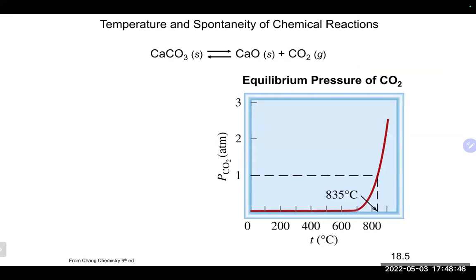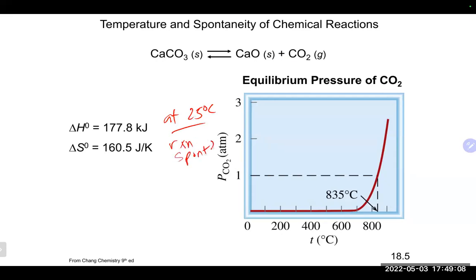So let's talk a little bit about that. Let's say we have this reaction here of calcium carbonate breaking down into calcium oxide and CO2. And let's say the delta H for this guy is 177.8 and the delta S is 160.5. Let's say at 25 degrees Celsius, is this reaction going to be spontaneous? So I want you to take a second or two and do that calculation.